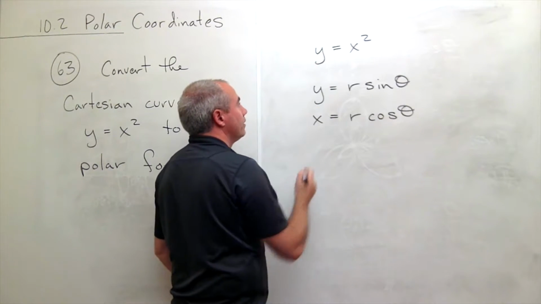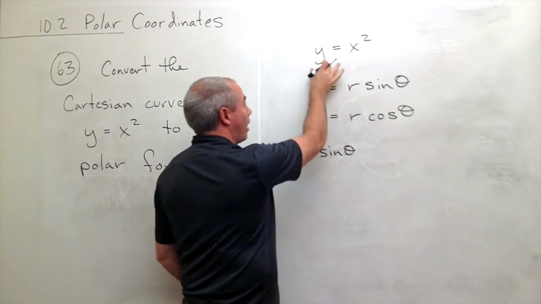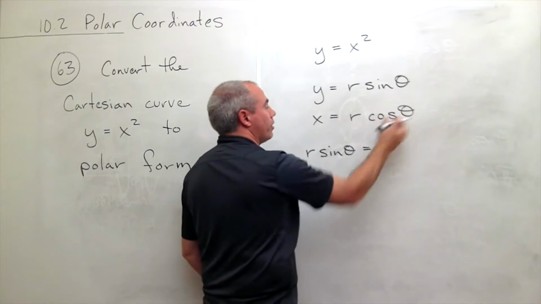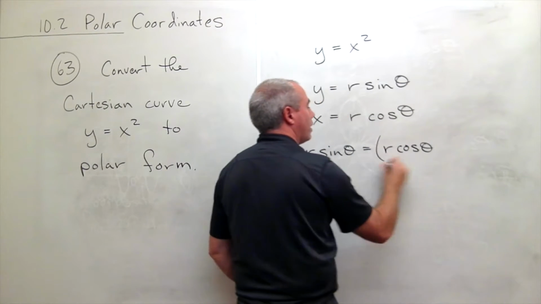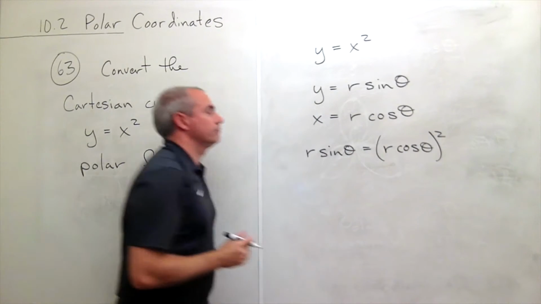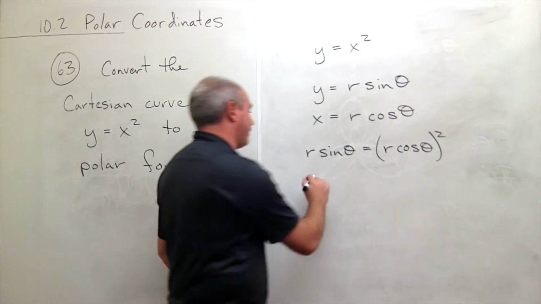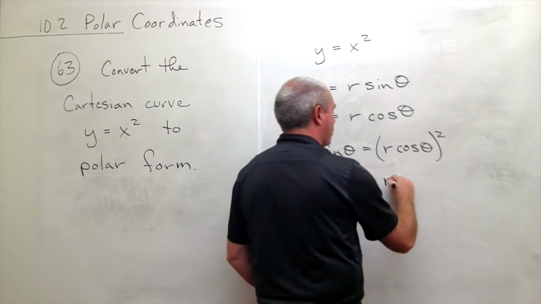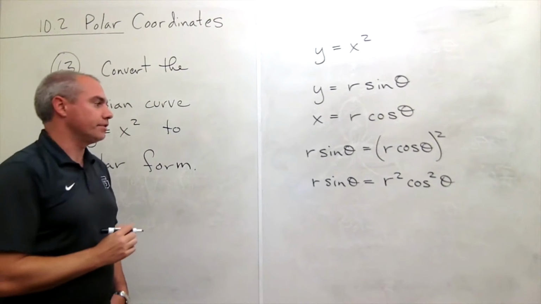So y, we know, is r sine theta, so we write that r sine theta, or y, is equal to x squared. Well, x is r cosine theta, so I can say that this is x, r cosine of theta, quantity squared. So I just wrote that y equals x squared. Simplifying just a little bit, I have that r sine theta is equal to r squared cosine squared theta. So I just square that out.